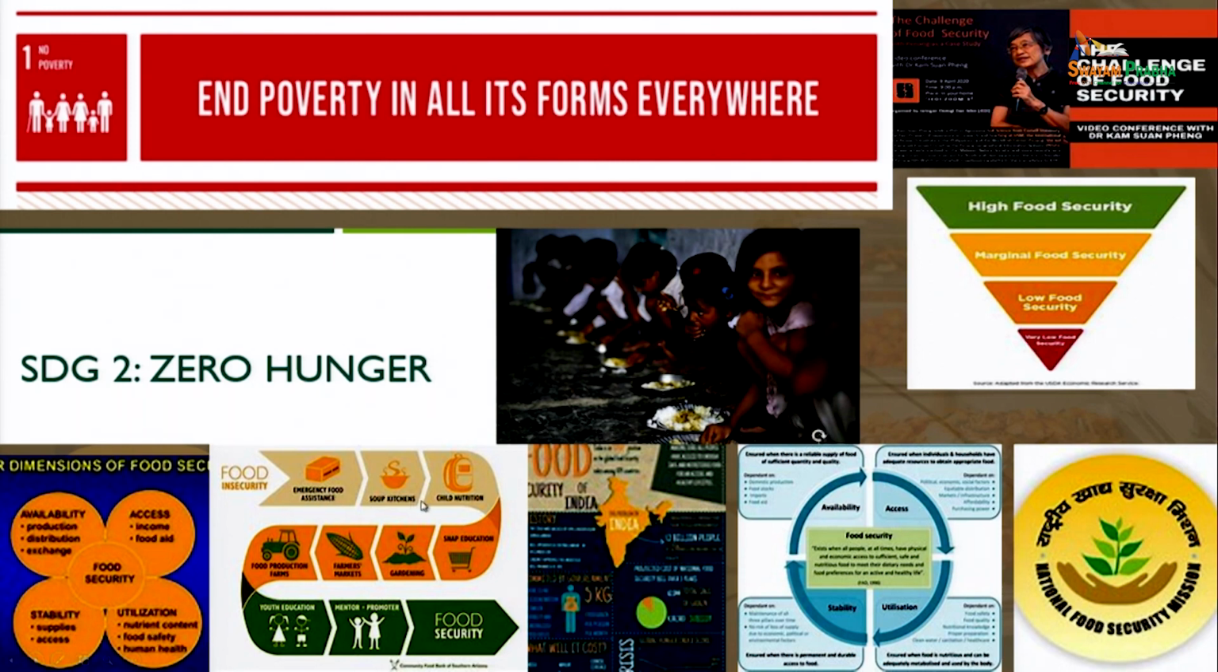These are some of the varieties, as you can see in the clippings: food security for all. And here is how to remove hunger, that means a balanced diet, and the levels, like a pyramid, from minimum to low to marginal food security to high food security. The biggest challenge in the world at present is food security. So how do we achieve food security for all by 2030, and what would be ESD's role? That we'll be discussing.